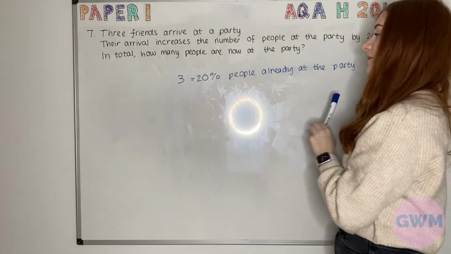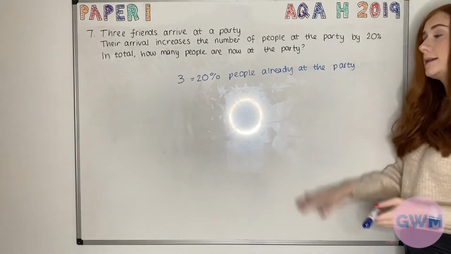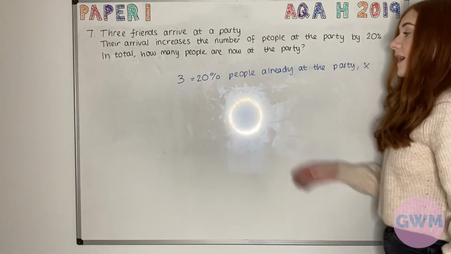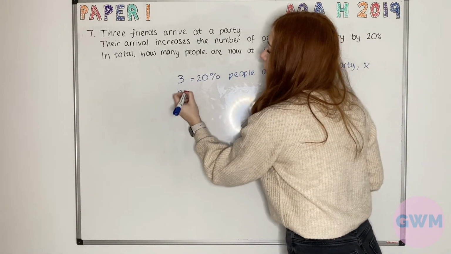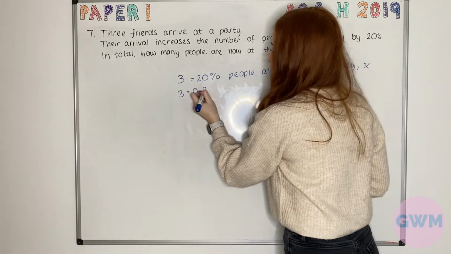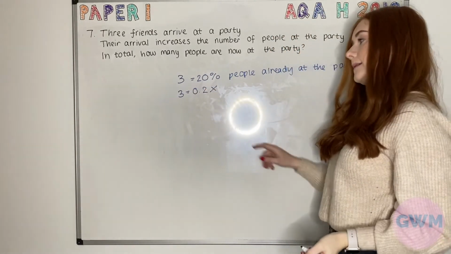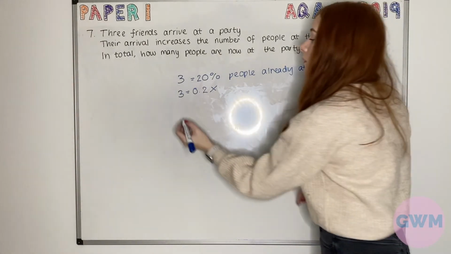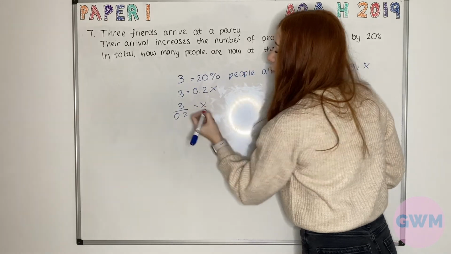Okay, so let's simplify this into a bit of an equation that we can solve. Let's call the people that are already at the party X. So that is the people that were there before the friends showed up. So they equal 20%, let's write that as a decimal, 0.2, of the people that were already there, X. So can we work this out? Well, we can move that across. So it looks like that.